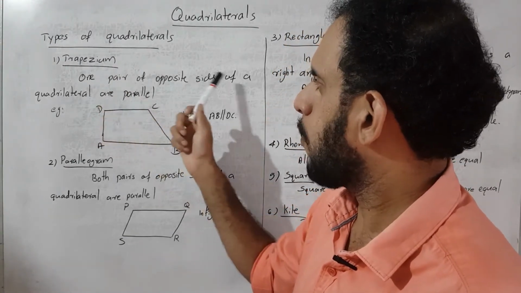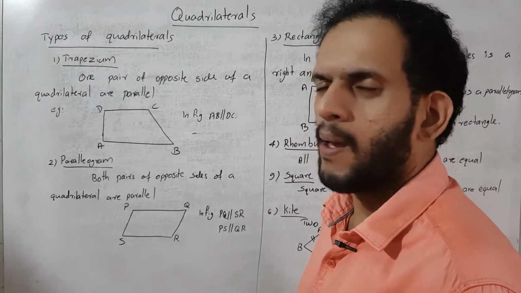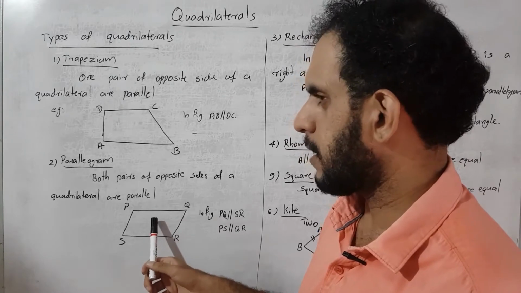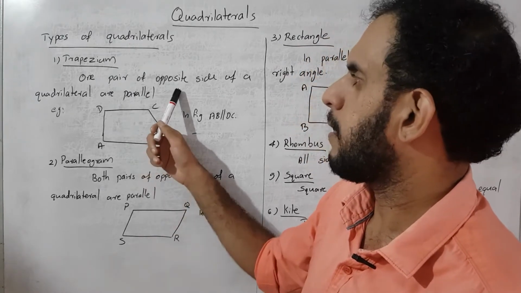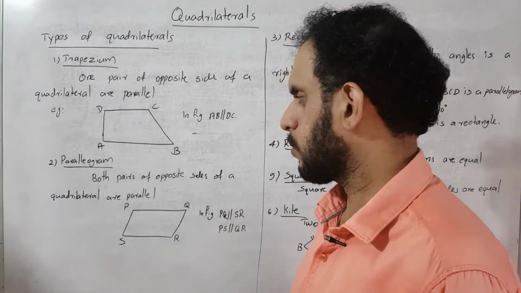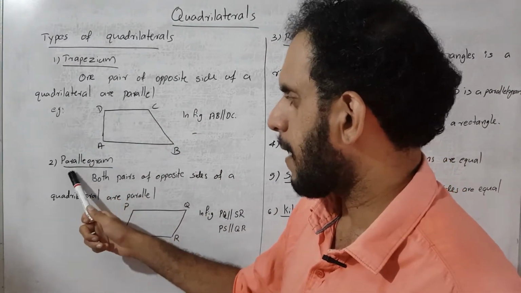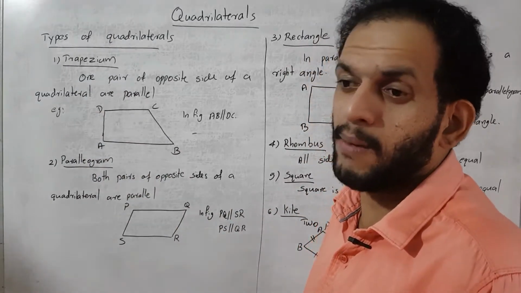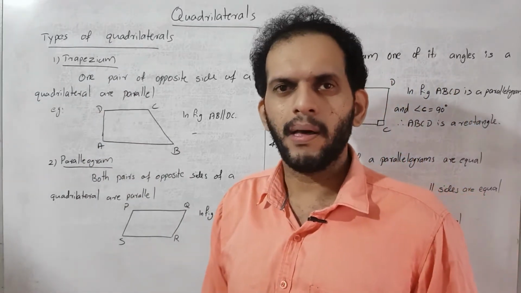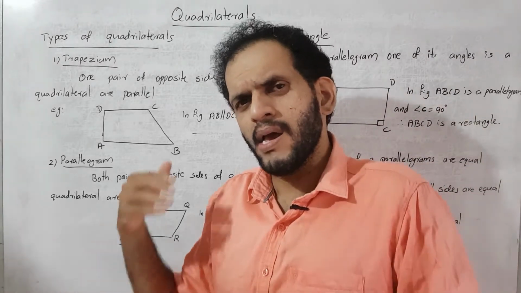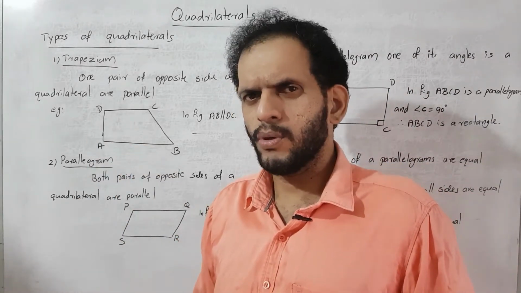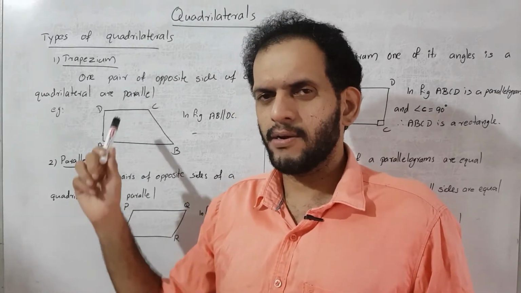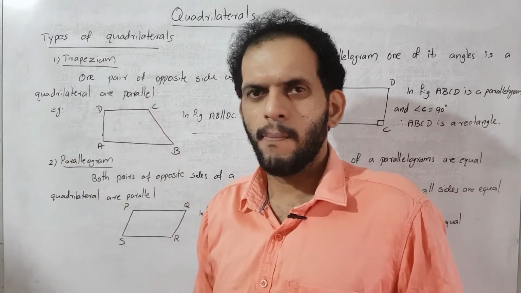If one pair of opposite sides is parallel, then it is a trapezium, correct? Here we have two pairs parallel. So even if one pair is parallel, it is a trapezium. So we are saying the parallelogram is a trapezium, because there two pairs are parallel, so certainly we can say one pair is parallel. So a parallelogram is a trapezium, but trapeziums are not parallelograms.